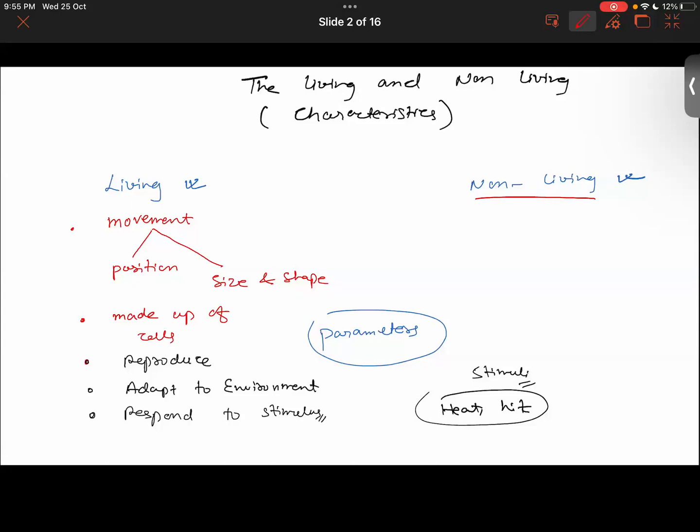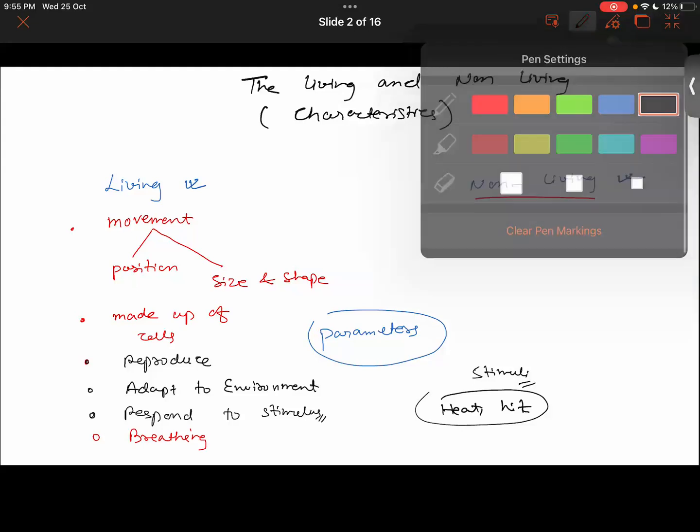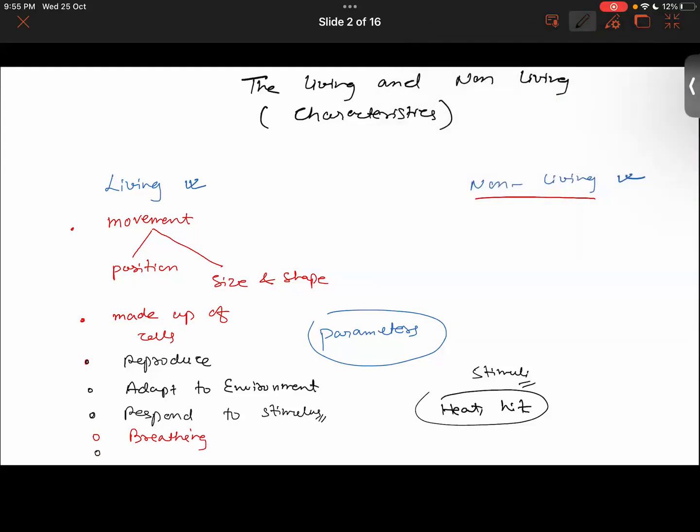So also, as you said moments ago, they breathe also. They will be breathing, and they will be obtaining nutrition also. So वे nutrition भी लेते हैं. And almost all the living organisms, they do respiration also.